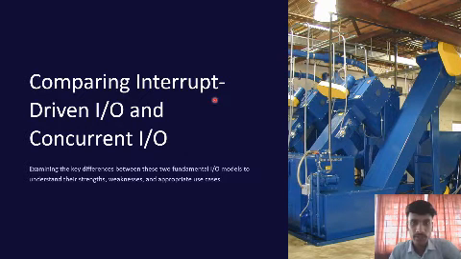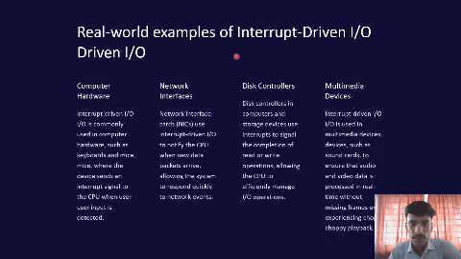Comparing interrupt-driven IO and concurrent IO. Real-world examples of interrupt-driven IO: computer hardware, network interfaces, disk controllers, multimedia devices. Interrupt-driven I/O is commonly used in computer hardware such as keyboards and mice, where the device sends an interrupt signal to the CPU when user input is detected.